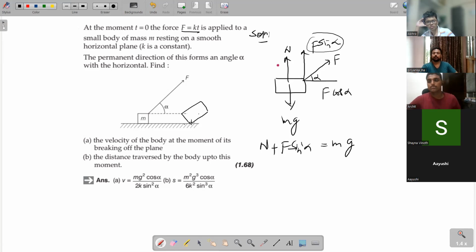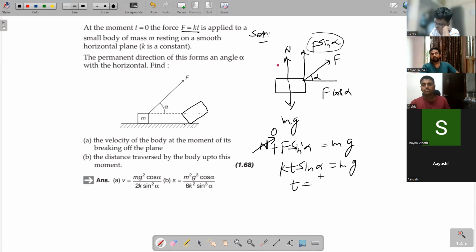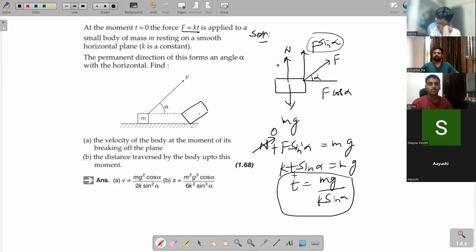So once there is no contact between this block and the surface, this normal will become zero. You have to find the velocity of the body. So first you find at what time this normal will become zero. At that moment, it will break off the contact with the plane. So put the value of F, that is Kt sin alpha, equal to mg. So t equal to mg upon K sin alpha. So after this much time, the block will break off the plane, right?